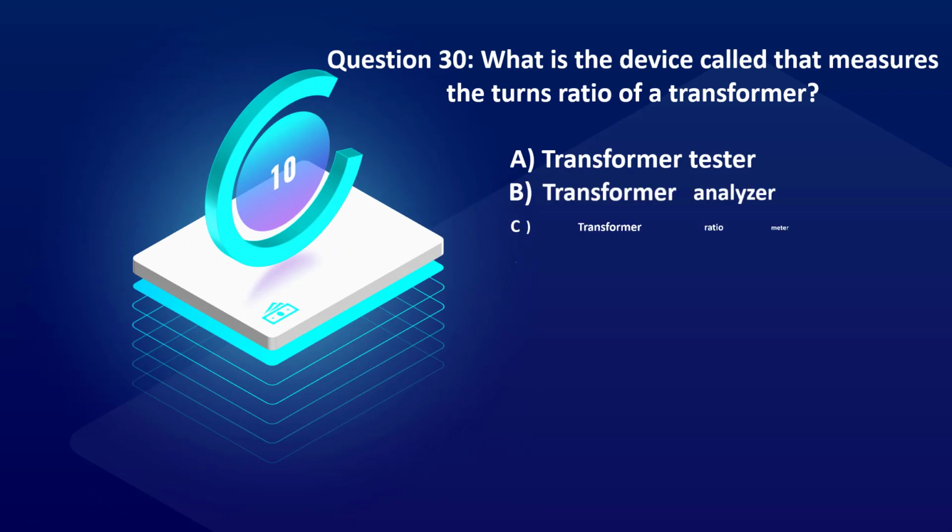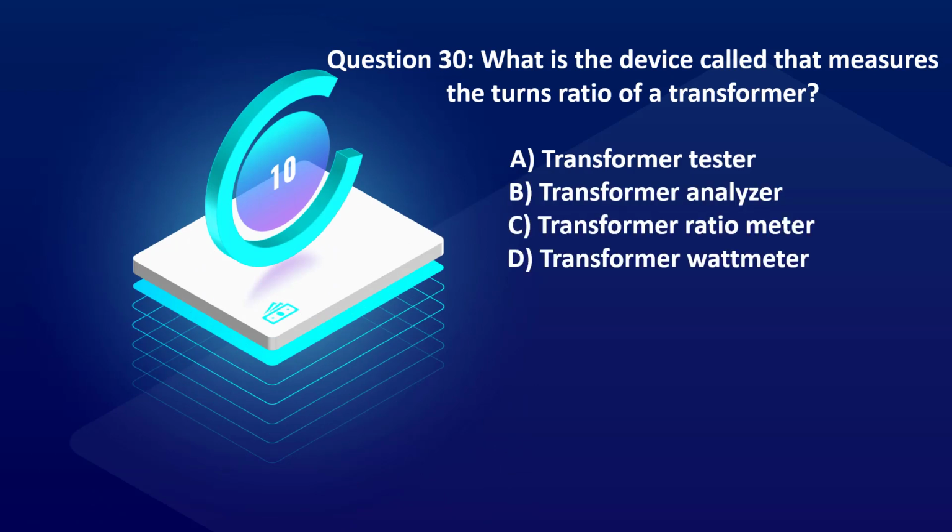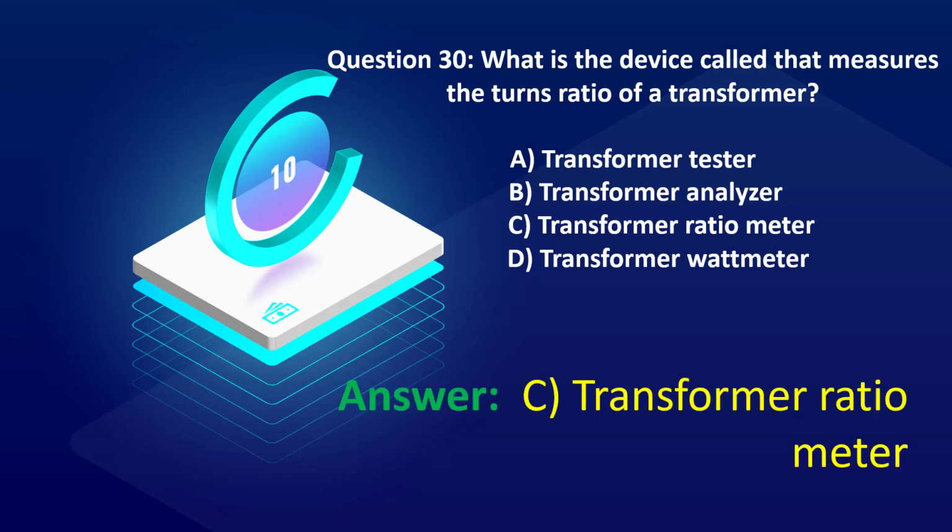Question 30. What is the device called that measures the turns ratio of a transformer? A. Transformer tester. B. Transformer analyzer. C. Transformer ratio meter. D. Transformer wattmeter. Answer: C. Transformer ratio meter.